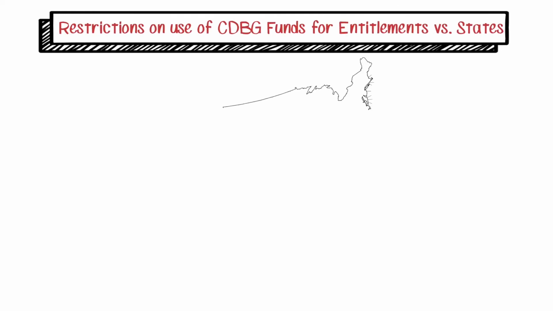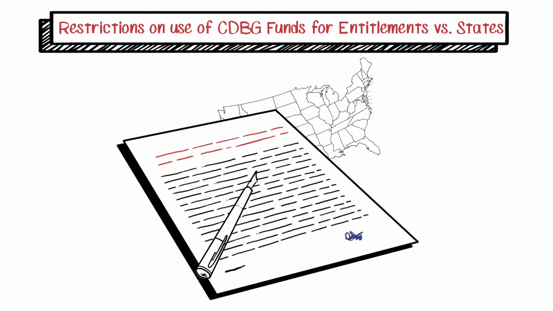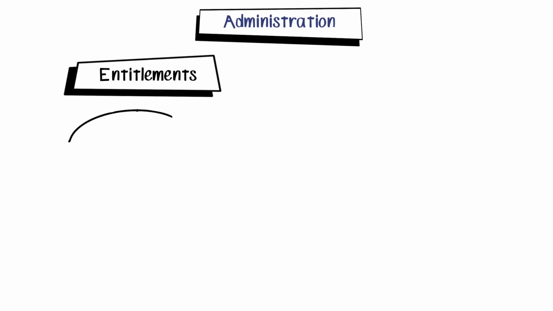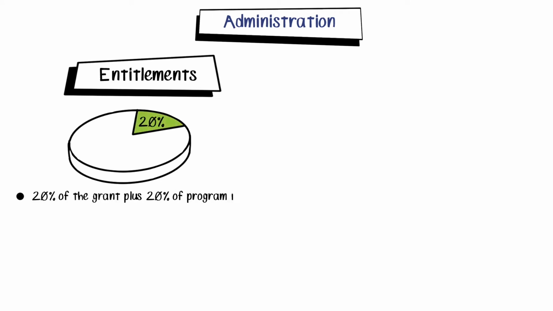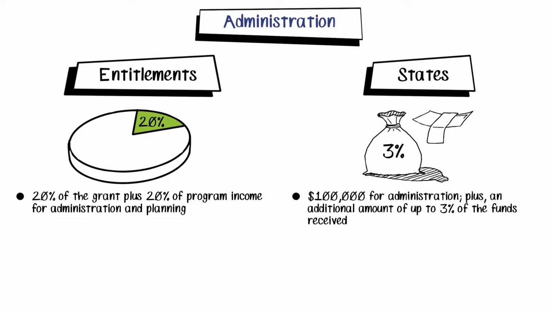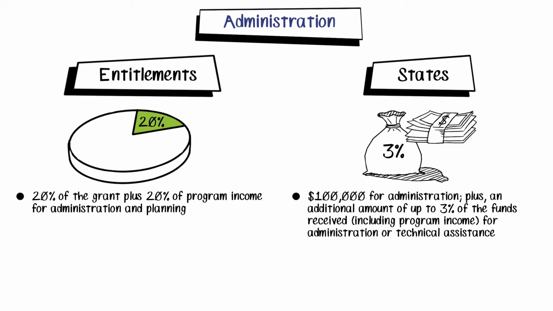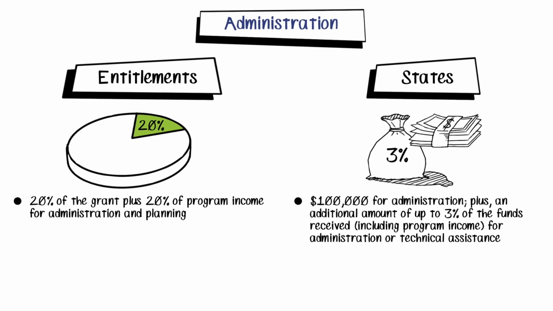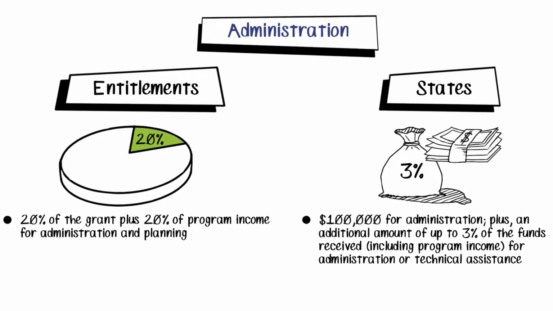The limitation on the use of CDBG funds for administration also functions differently for entitlements and states. Entitlements may spend up to 20% of the grant and program income for a range of administration and planning activities with no matching requirement. In contrast, states may use $100,000 for administration, plus an additional amount of up to 3% of the funds received, including program income, for administration or technical assistance. However, states must match any administrative costs over the first $100,000, dollar for dollar, with non-federal funds.